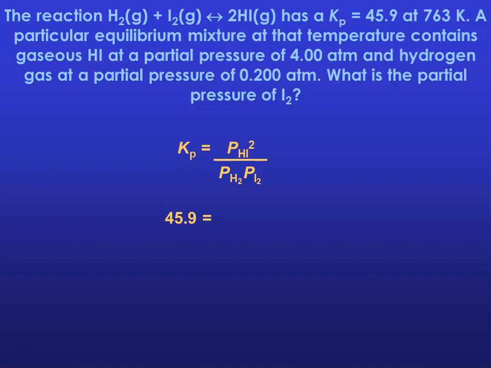We don't have to necessarily set up an ICE chart for this because we don't have any initial values. We only have equilibrium values. We know what our K is, we know what our pressure of HI is, and we know what our pressure of hydrogen is. We should be able to use those pieces of information to find the pressure of iodine. And if I go through and do the math, all 3 of those values have 3 sig figs. The partial pressure of iodine for this equilibrium mixture at 763 Kelvin would be 1.74 atmospheres.